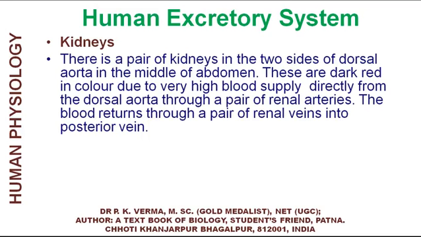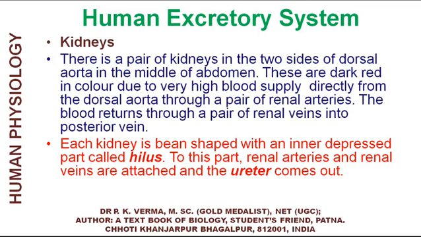In fishes and amphibians, the kidneys are mesonephric, but in reptiles, birds, and mammals, these are metanephric kidneys. There is a pair of kidneys on the two sides of the dorsal aorta in the middle of the abdomen in humans. These are dark red in color due to very high blood supply directly from the dorsal aorta through a pair of renal arteries. The blood returns through a pair of renal veins into the posterior vein.